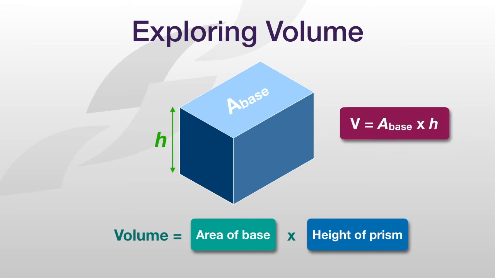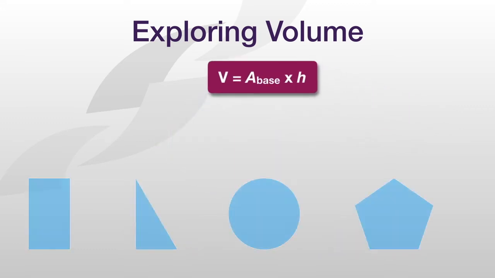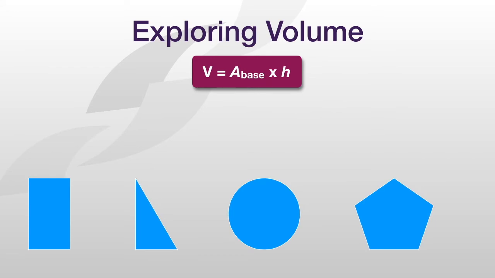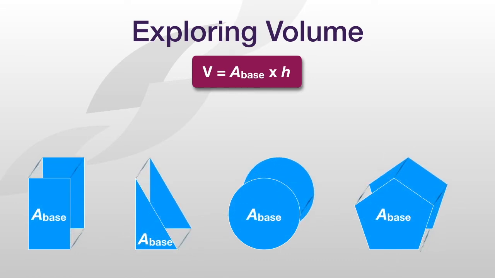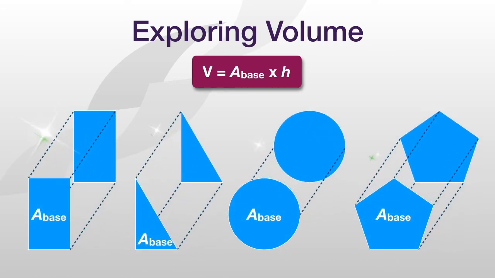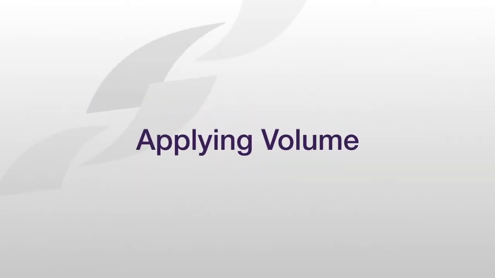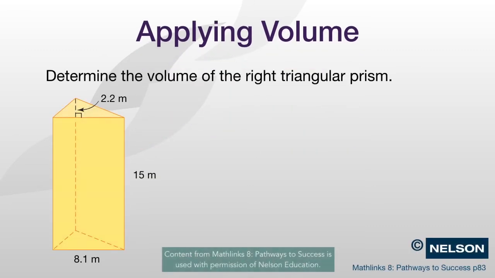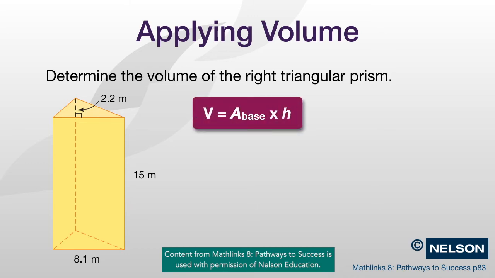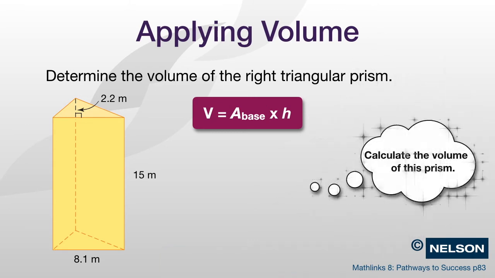Here is a shorter way to write the general formula for the volume of a prism. Notice that we can apply this formula no matter what kind of base the prism has. If we know the area of the base, we can multiply by the height, and thus determine the volume of each prism. Now let's apply all we have learned about volume to some sample questions from the textbook. Determine the volume of this right triangular prism. We have our general formula for the volume of a prism. See if you can use this formula to calculate the volume.